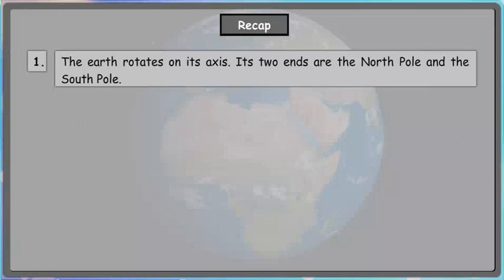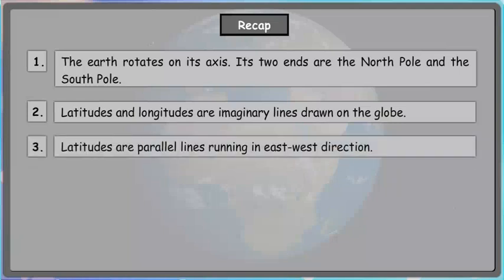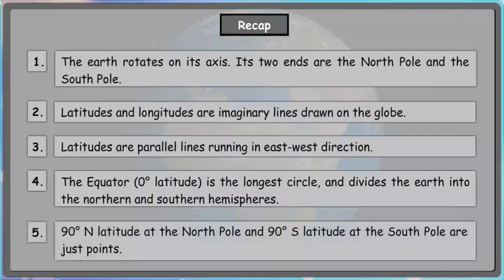Its two ends are the North Pole and the South Pole. Latitudes and longitudes are imaginary lines drawn on the globe. Latitudes are parallel lines running in east-west direction. The equator, that is 0-degree latitude, is the longest circle and divides the earth into the northern and southern hemisphere. 90-degree north latitude at the North Pole and 90-degree south latitude at the South Pole are just points.